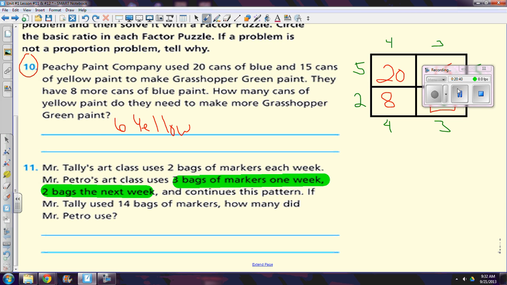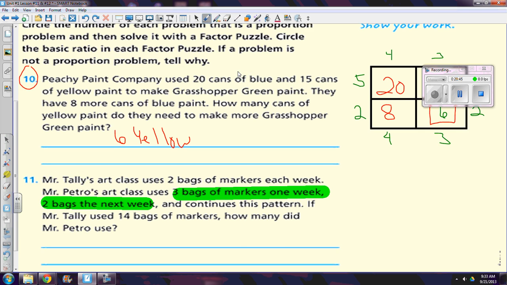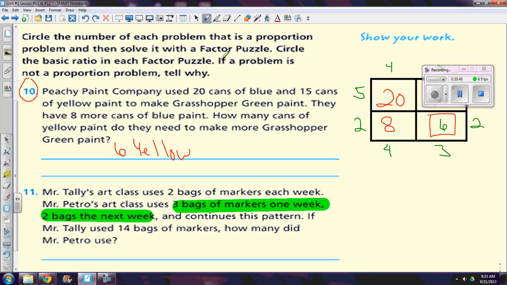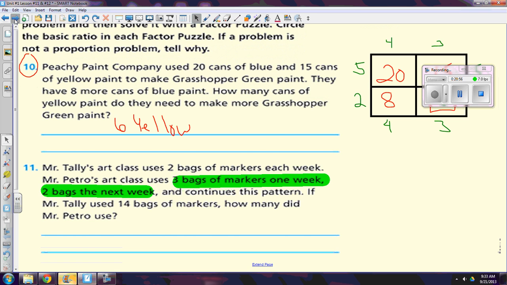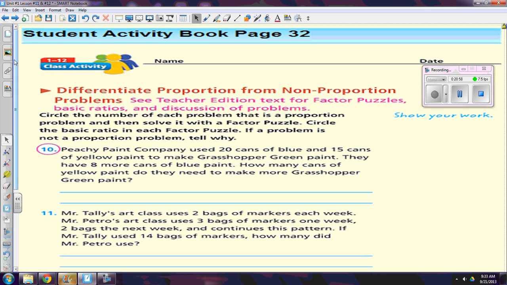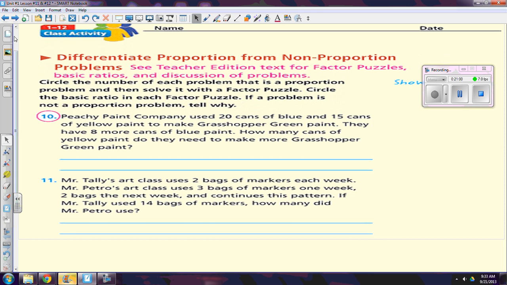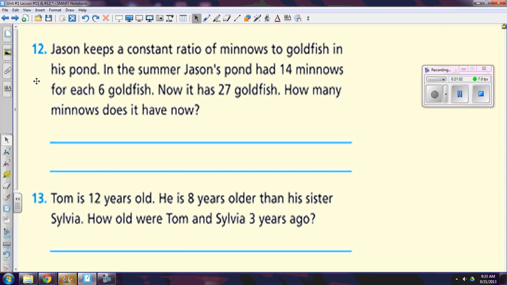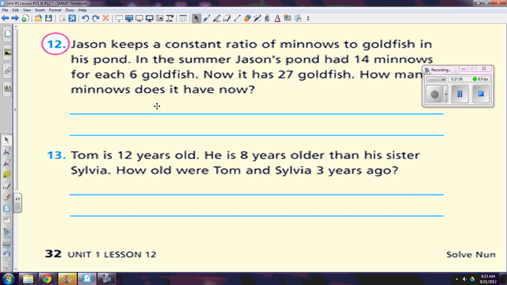And that's what you'd be looking for when it's asking you to circle if it's a proportion, and then solve it. So there's no constant rate. All right. So here it shows that 10 was circled, 11 is not. If we continued on, 12 would be a constant rate, 13 would not.